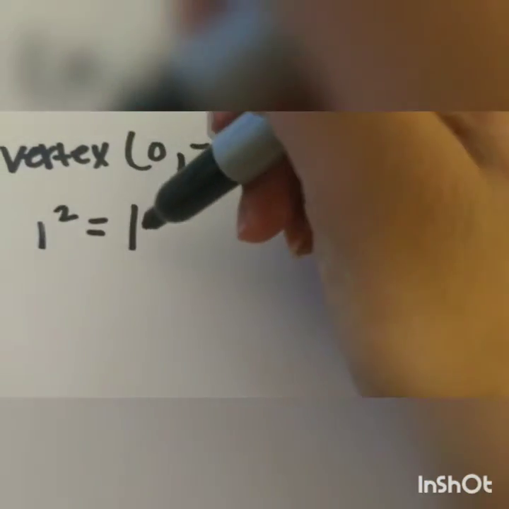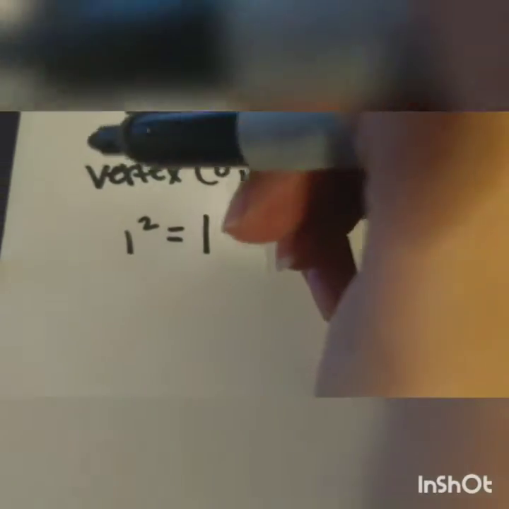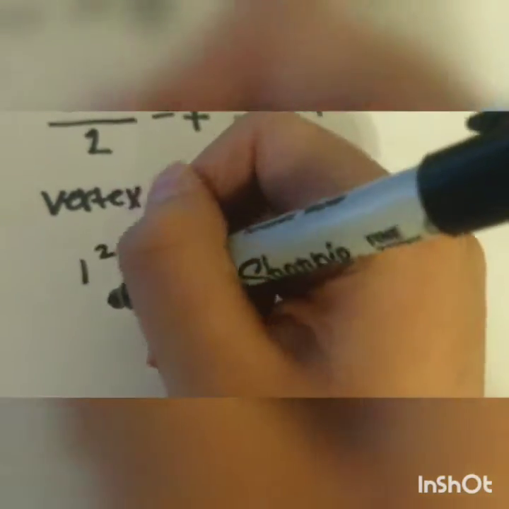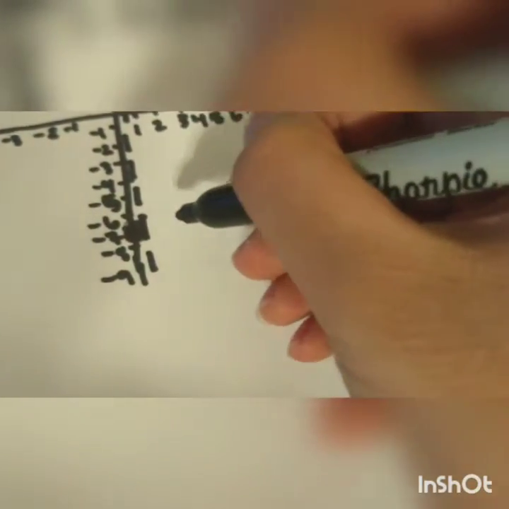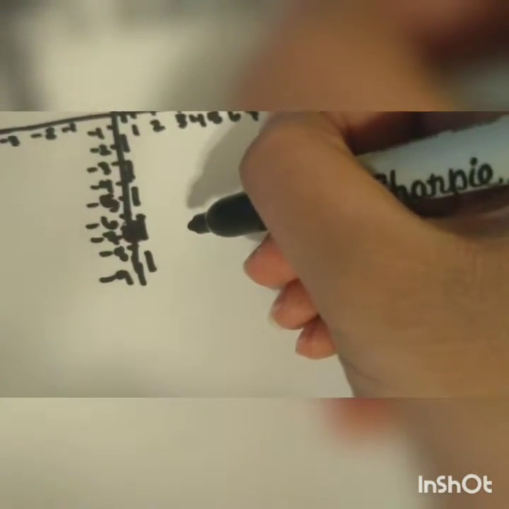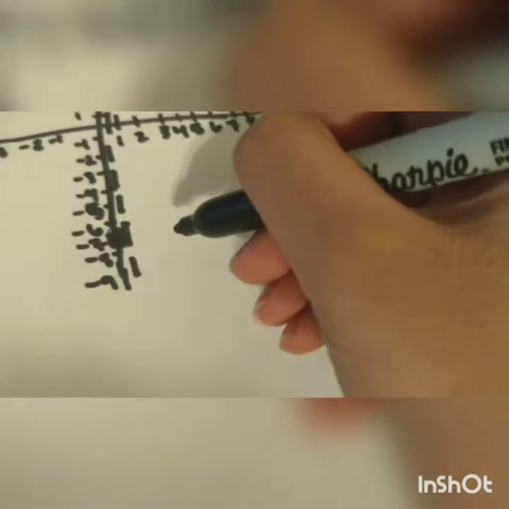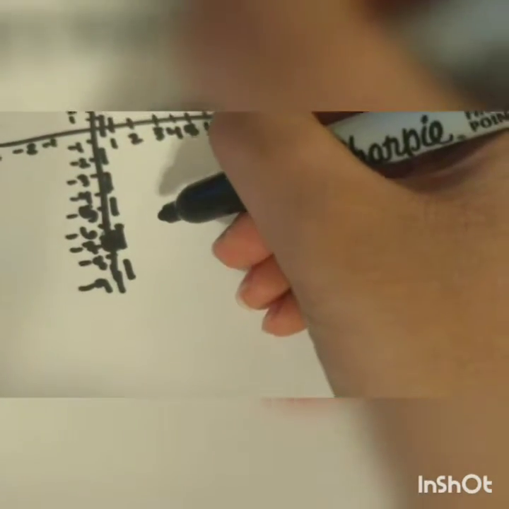Let me give you another example. If we plug in 2 for x, x squared is equal to 4. Because you plugged in 2, when you're graphing the point, you're going to move over 2, and because 2 squared is equal to 4, you're going to go up 4. Let me quickly graph those points. Okay, I graphed my points, so that's what your graph should look like.